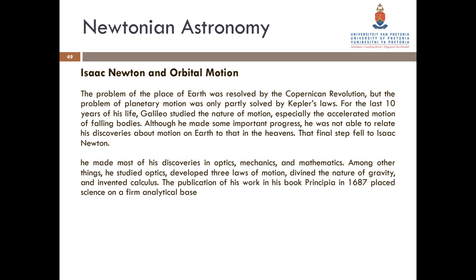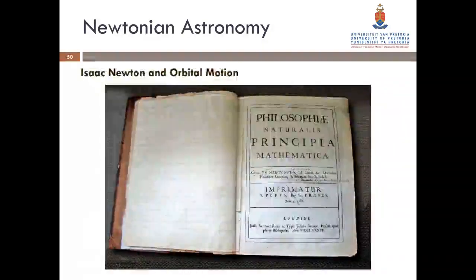He made most of his discoveries in optics, mechanics, and mathematics. Among other things, he studied optics, developed three laws of motion, defined the nature of gravity, and invented calculus. The publication of his work in his book Principia in 1687 placed science on a firm analytical base. So this is the original book he created. You can still buy copies of this book. You can also buy this book translated from Latin to English.